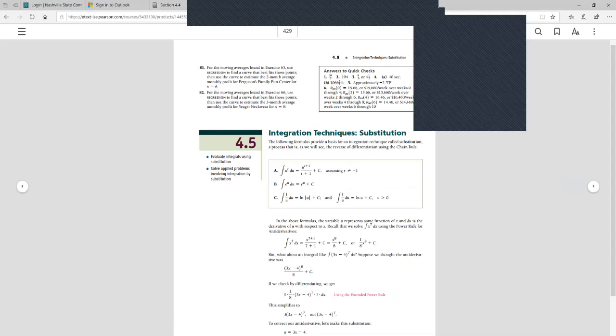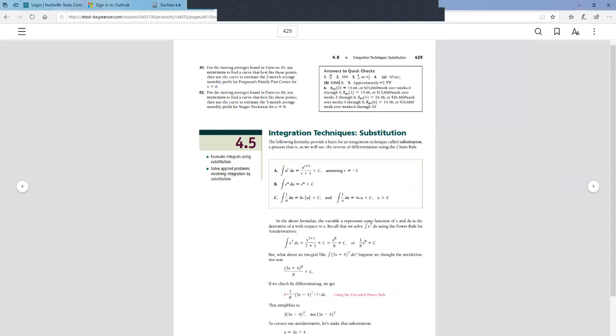Okay, I apologize for the delay, but my computer really has trouble with carrying the weight of the Zoom memory plus the textbook memory. So here we are back with integration techniques involving substitution.